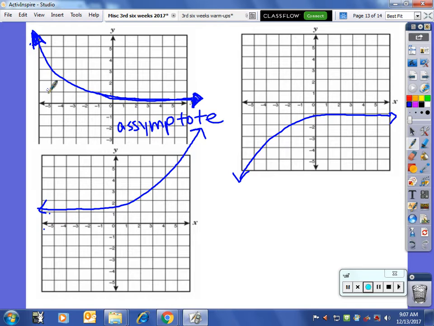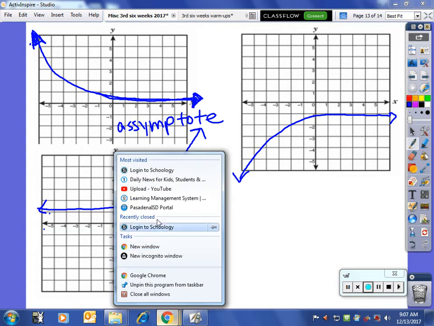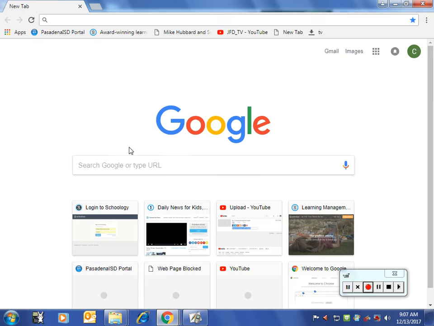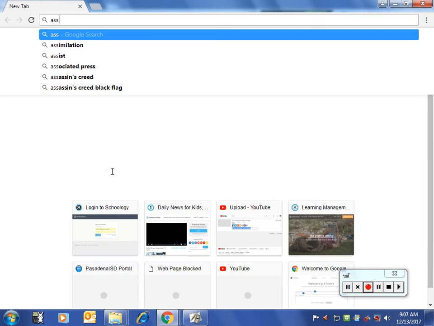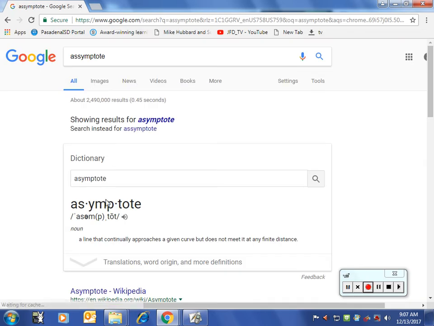An asymptote is when a function approaches a line but never crosses it. Let me look up a better definition. Honestly, this is the first time I've ever taught this. This is new to Algebra 1. Let's see if we can find a better technical definition. Okay, doesn't this sound smarter than what I just said? A line that continually approaches a given curve but does not meet it at any finite distance.